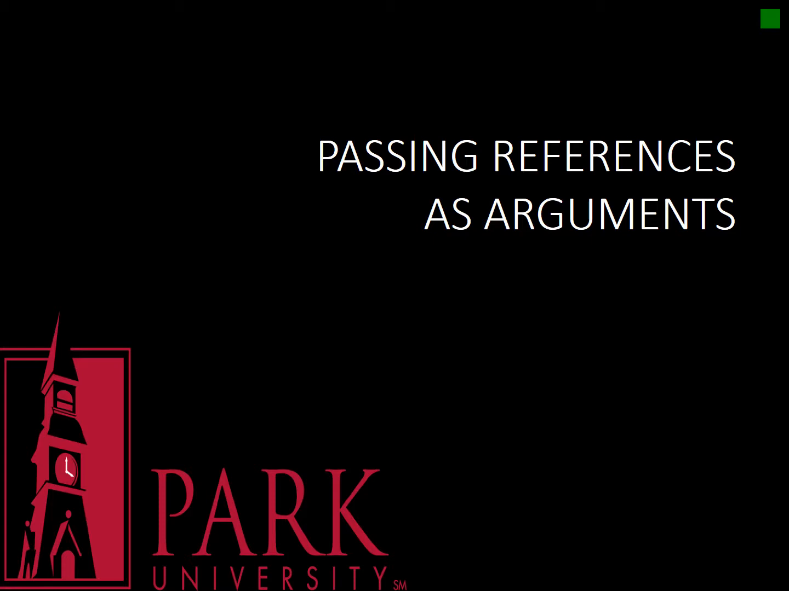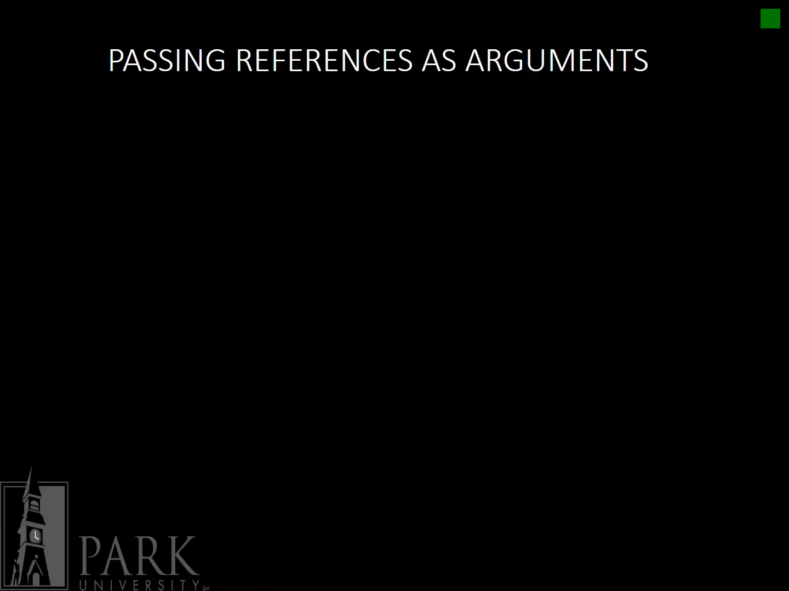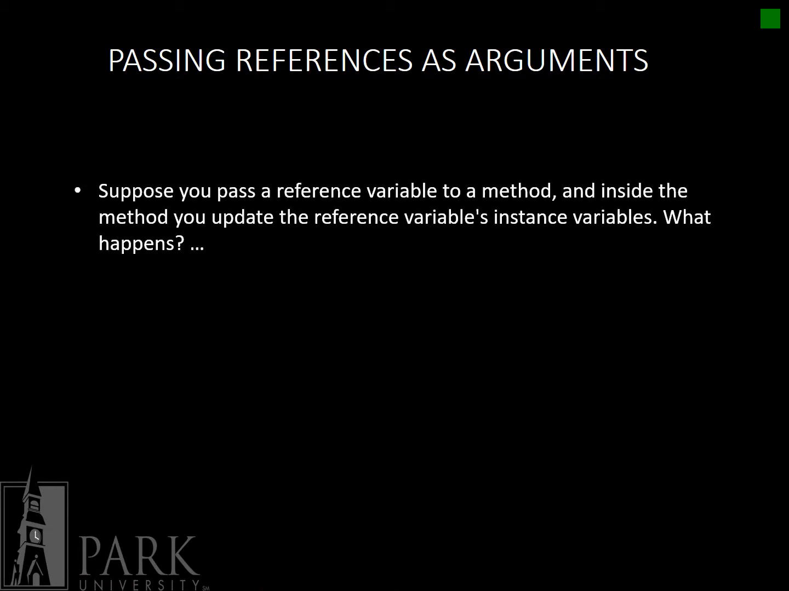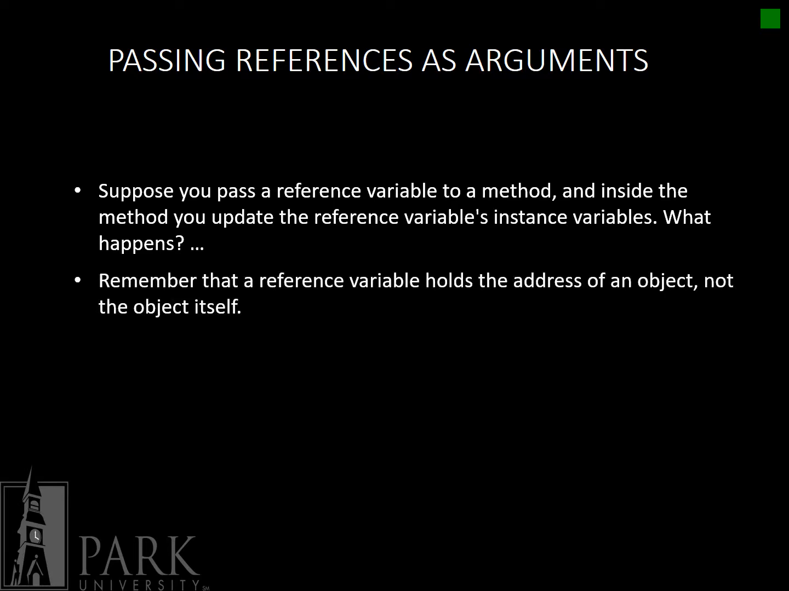But before we can compare two objects using the dot equals method, we need to discuss passing references as arguments first. So let's take a look at that. Suppose you pass a reference variable to a method, and inside the method you update the reference variable's instance variables. What happens? Remember that a reference variable holds the address of an object, not the object itself.